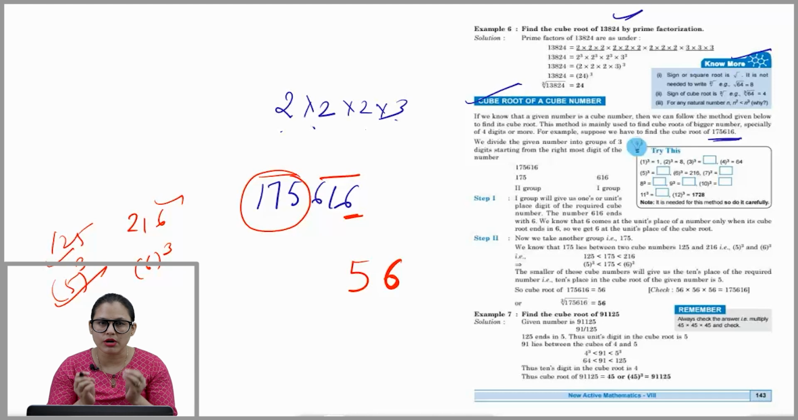This is the shortest method of finding a cube root. Remember, always check the answer: multiply 56 into 56 into 56 and check.